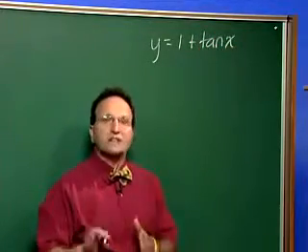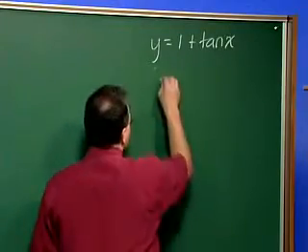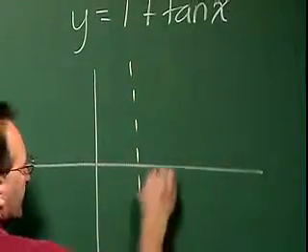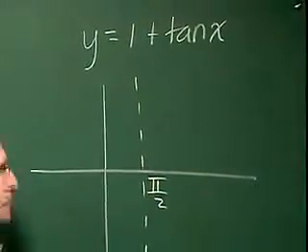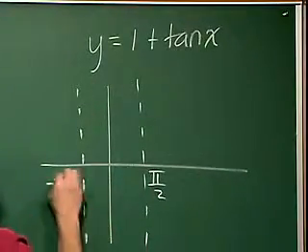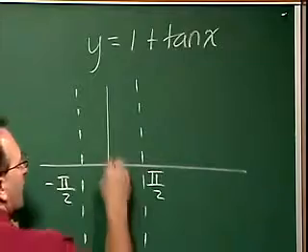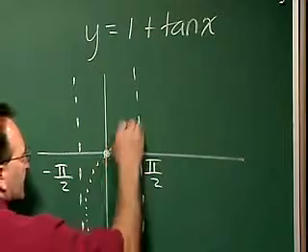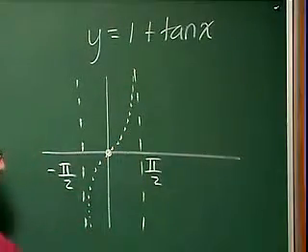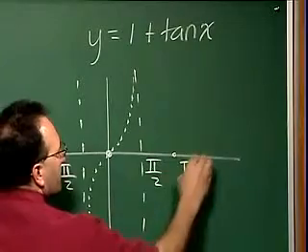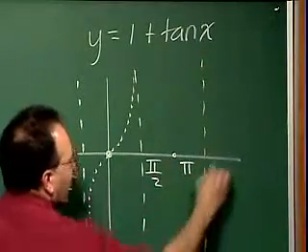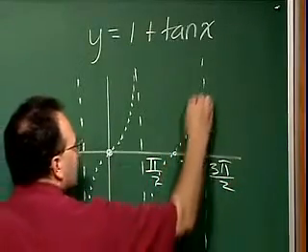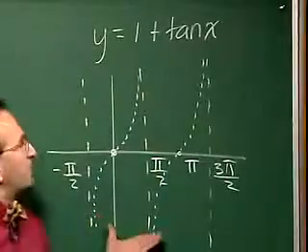So if I draw a quick sketch of tangent x first, we know that tangent x has an asymptote at pi over 2. We know it has one at negative pi over 2. We also know that it passes through 0, and I'm going to do a dashed line since this is not the final curve. Continuing out in this direction, we know this is pi, and our next asymptote happens at 3 pi over 2. And again, dashed line. So that's our tangent curve.